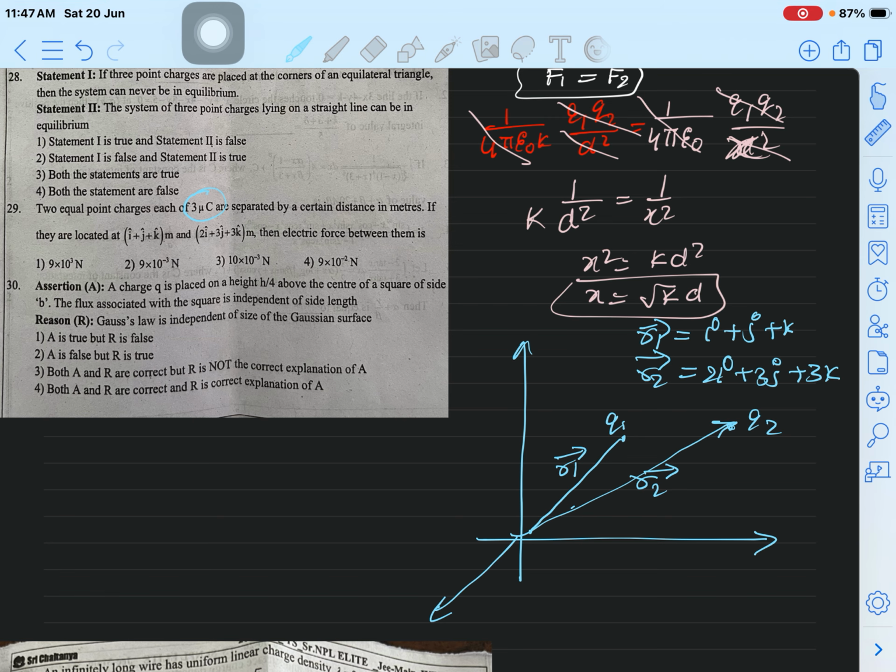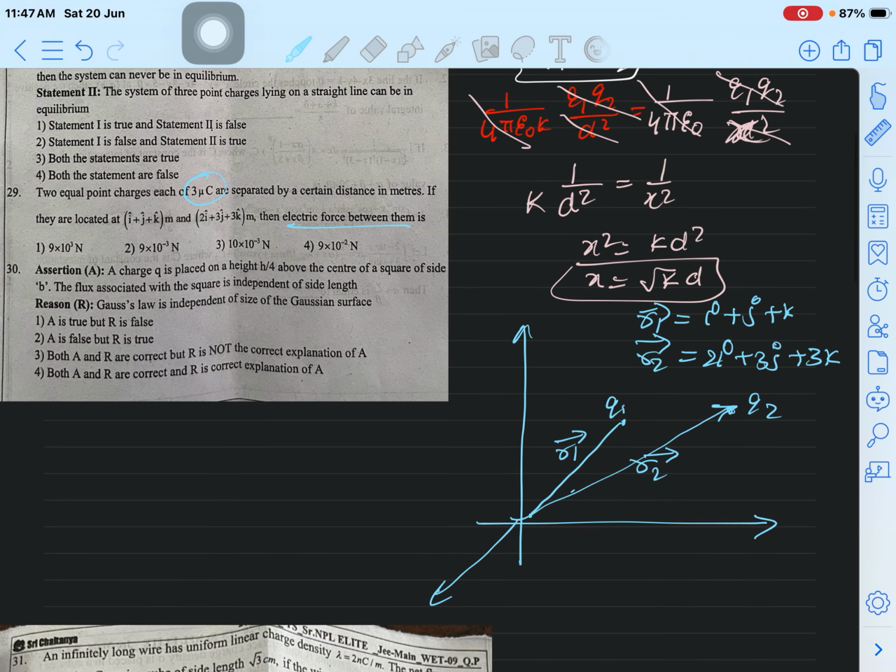Now they are asking what is the electric force between them. We already discussed this. Anyhow, the final options are in magnitude only, so we need the formula in magnitude, which is k q1 q2 by, for example, r square. The k value is known, and q1 and q2 are both the same, so q square. The r value we don't know. So how do we get the r value?